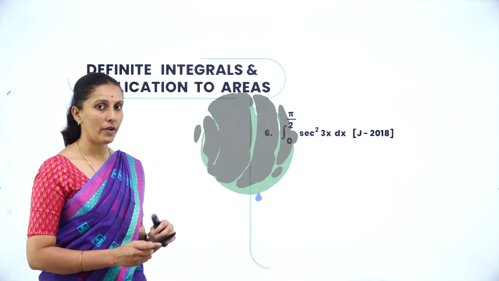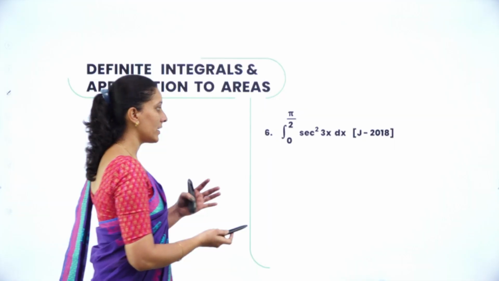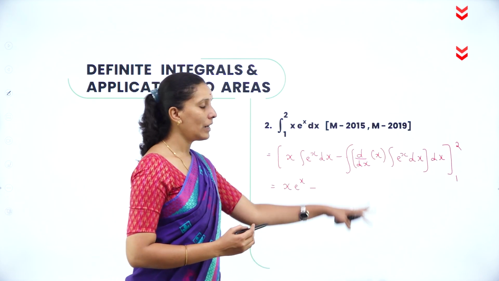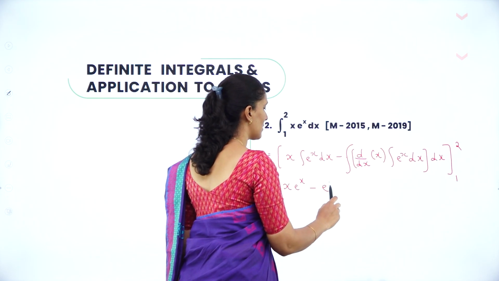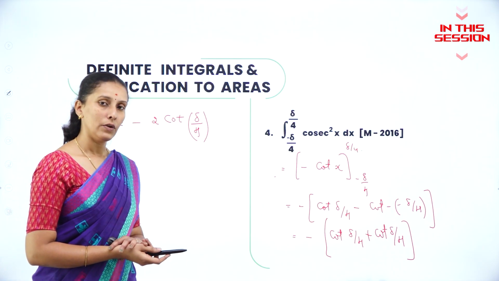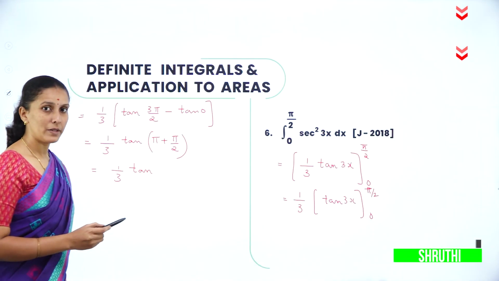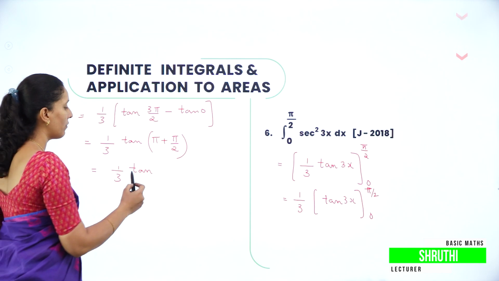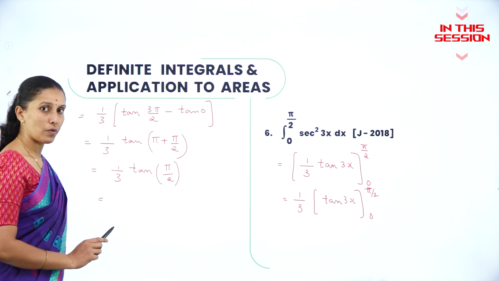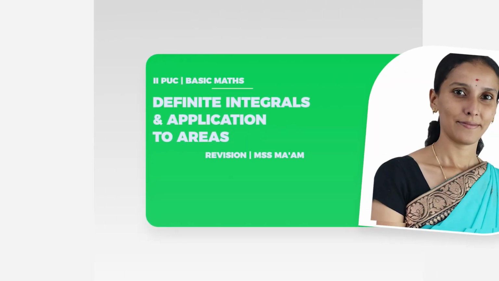If we have the secant square ax plus b form, then we can write it as 1 by a tan(ax plus b) plus c. Derivative of x is 1, integral of e power x is e power x, again integral of e power x is e power x. If you take this in the form of pi by 4, which is cos 45 degree, you can take it as 1, your answer will be minus 2. Pi plus pi by 2 means it lies in the third quadrant. So therefore I can write this as the value tan pi by 2, which is tan 90 degree, whose value is 1. Hence the value is equal to 1 by 3.